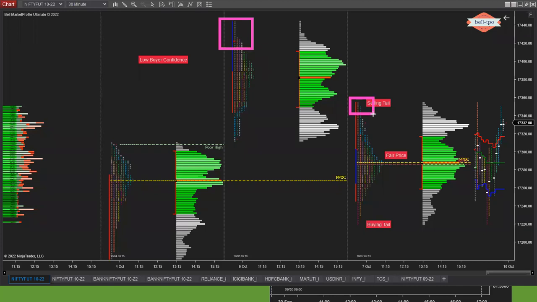If it is more than 2 TPOs, we consider it a good excess. It's not a stronger excess, but the stronger excess happened on 6th of October. And value area is also building on the downside. So I thought maybe if the markets are willing to come down, I should target around 16,750 levels. That is my primary intention.